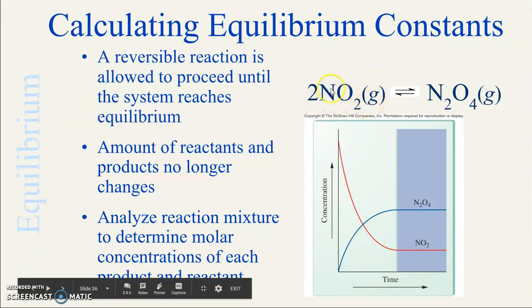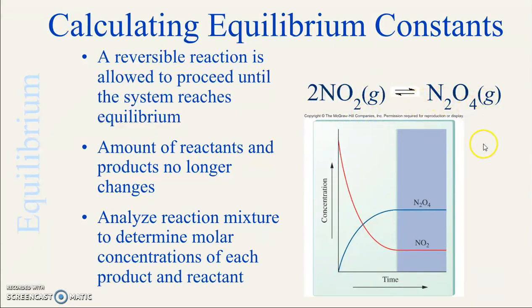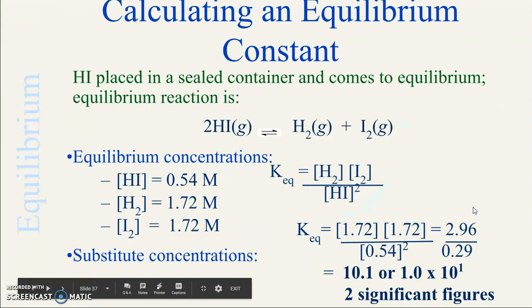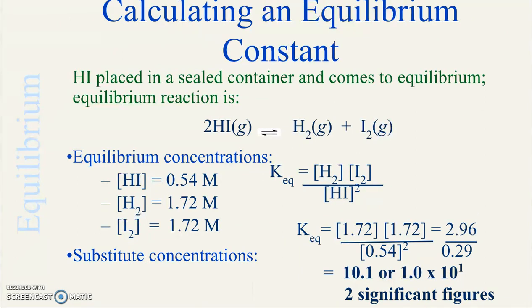So in this case, here's our equilibrium between NO2 and N2O4, and you can see that over time the NO2 decreases and the N2O4 increases until we reach a point where they're not changing anymore. So here's another example. If I take HI and place it in a sealed container and allow it to come to equilibrium, the reaction that forms is the HI decomposes into hydrogen gas and iodine gas.